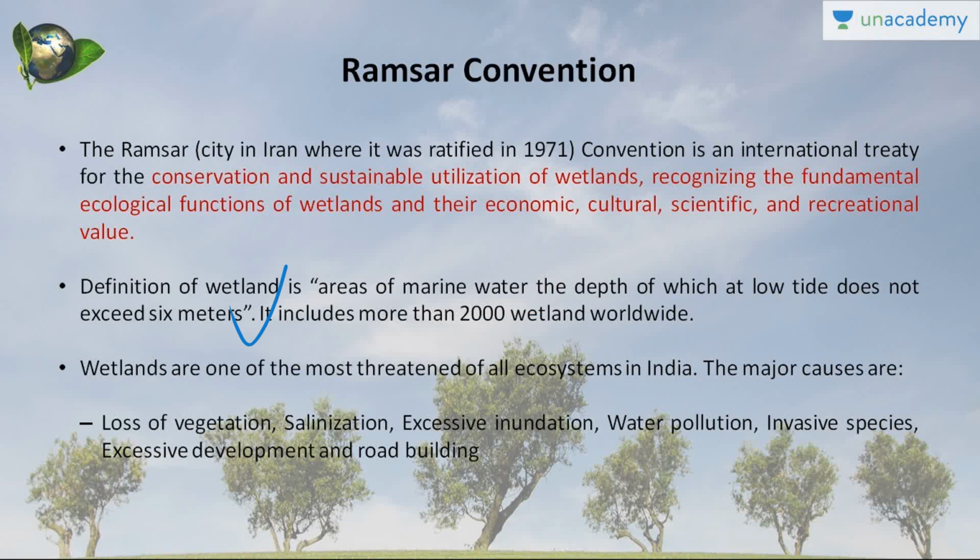So they can ask you low tide versus high tide, 6 meters versus 8 meters, marine water versus fresh water, etc. By this definition, there are more than 2000 wetlands worldwide. Now, wetlands are one of the most threatened of all ecosystems in India.